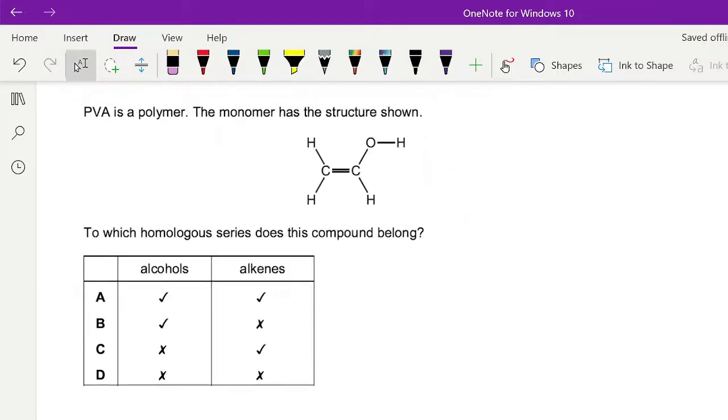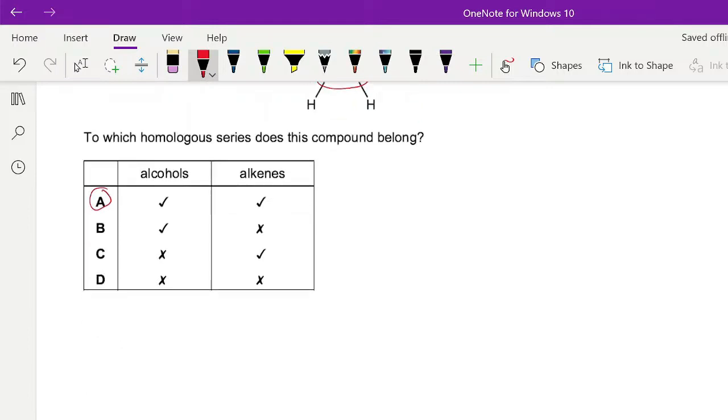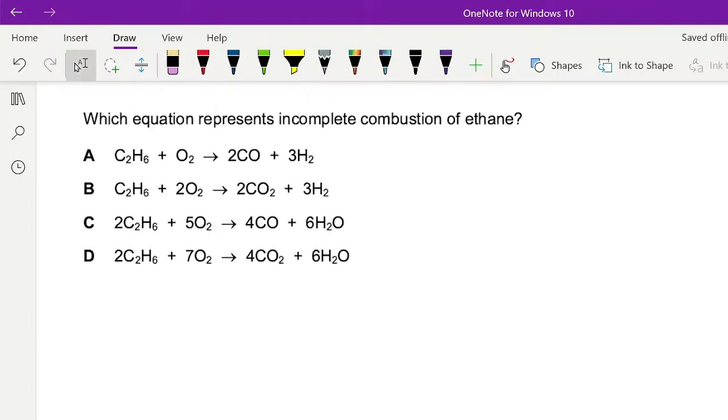PVA is a polymer. The monomer has this structure. To which homologous series does this belong? So it belongs to alcohol because of the OH, and it belongs to alkene. So A is the answer. Okay, last one. Which equation represents incomplete combustion? Incomplete combustion produces carbon dioxide and water. So answer is C.